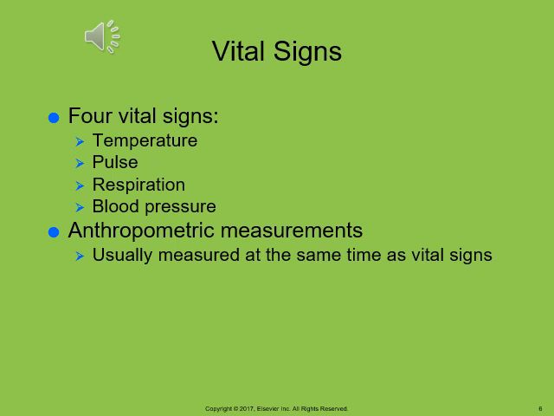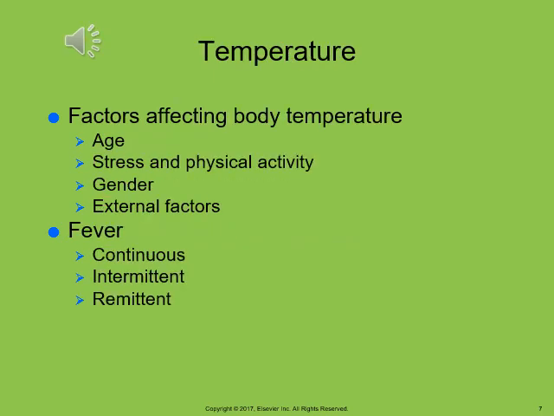We will also discuss during class that we can consider height and weight, as well as pain level, other vital signs. Body temperature is defined as the balance between heat loss and heat produced by the body. The temperature of younger children fluctuates due to external factors, and older individuals lose the ability to respond therapeutically to temperature extremes. Factors affecting body temperature can be age, stress and physical activity, gender, and other external factors.